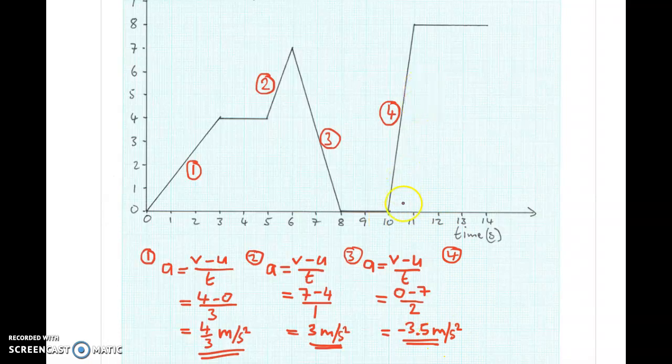The next bit, we have this very steep acceleration, a very steep graph, so it's quite a rapid acceleration. So A equals V minus U over T equals, final velocity was 8 minus 0, and it does that in 1 second. So we have an acceleration of 8 meters per second squared.